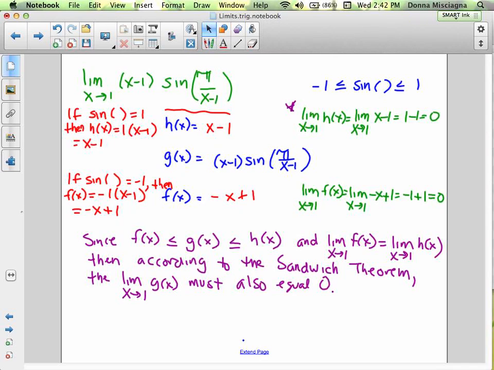I use slightly different words, but it is saying the exact same thing. We have found our limit here using the sandwich rule because our function meets the requirements. It's sandwiched in between two functions that have the same limit at some point. All right?